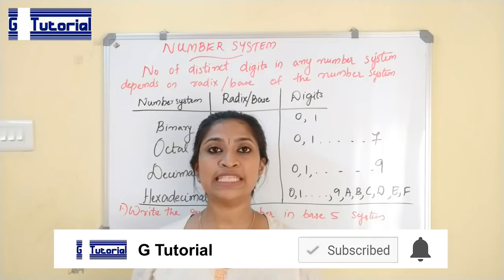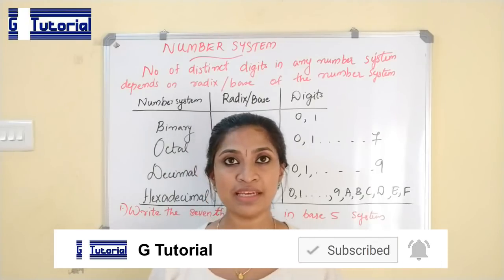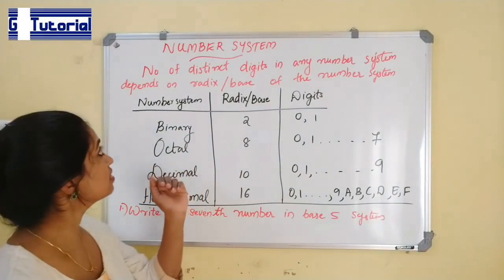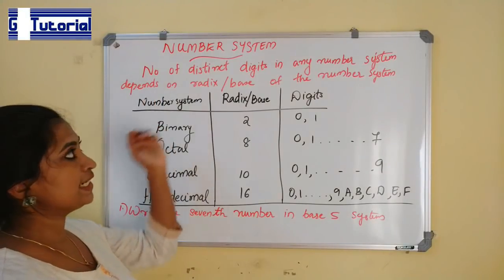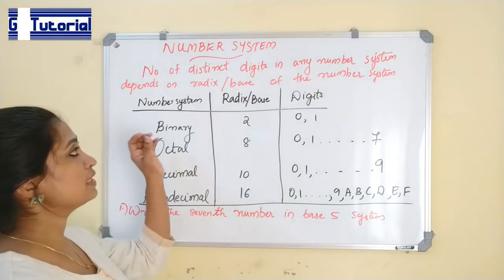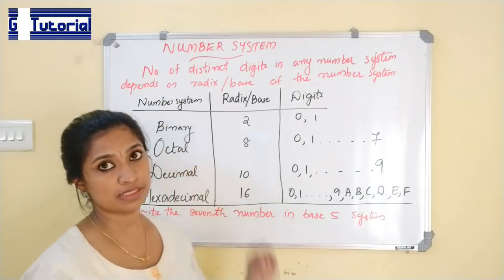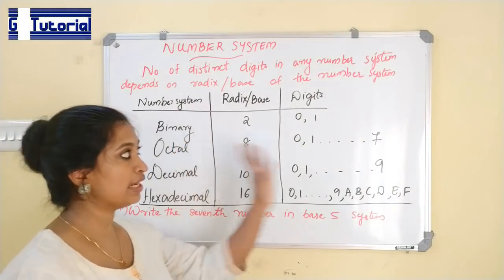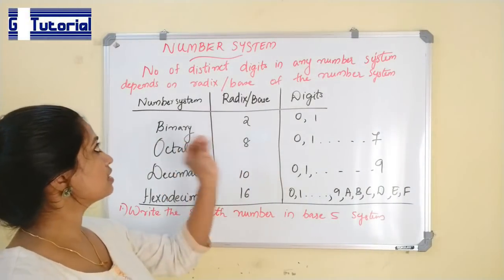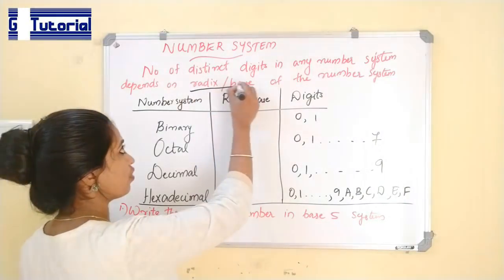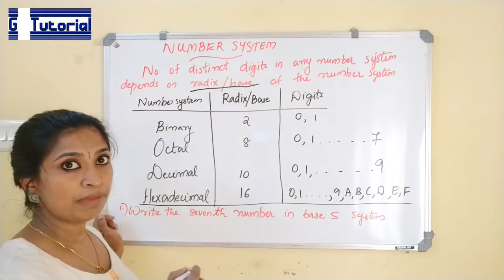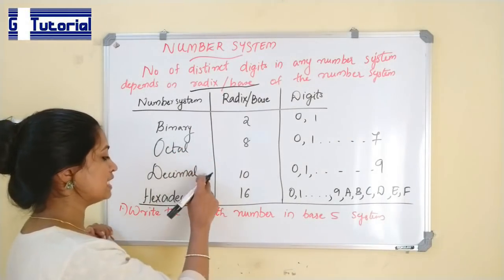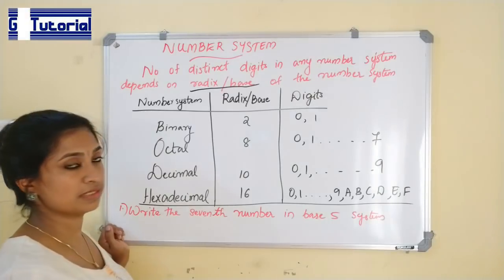Today's portion is Digital Electronics and in that we will be taking class on Number System. So let us get to our class. Number of distinct digits in any number system depends on radix or base of the number system. That is, how many digits we are using in any number system is dependent on the quantity radix or base of the number system. Mainly we are studying about four number systems: binary number system, octal number system, decimal number system and hexadecimal number system.